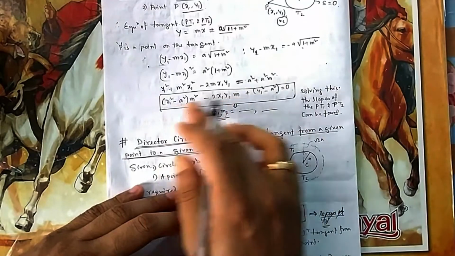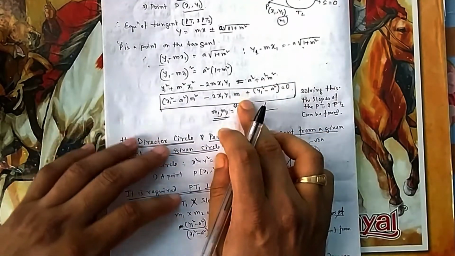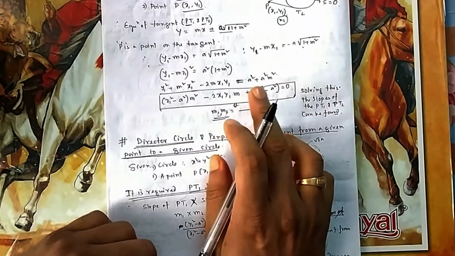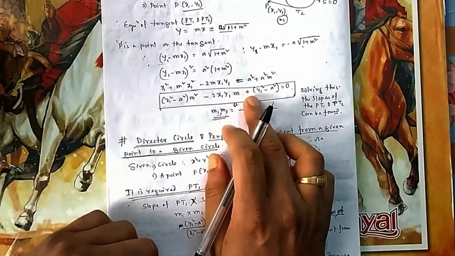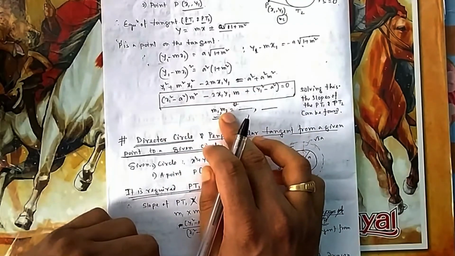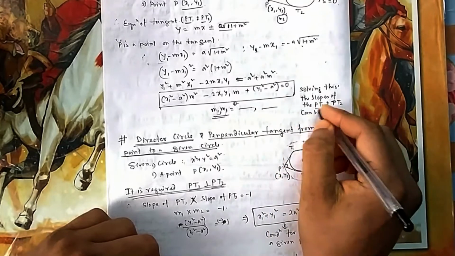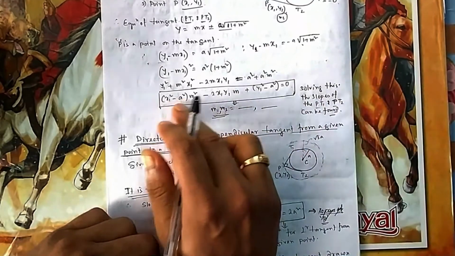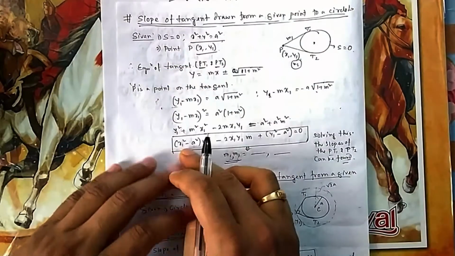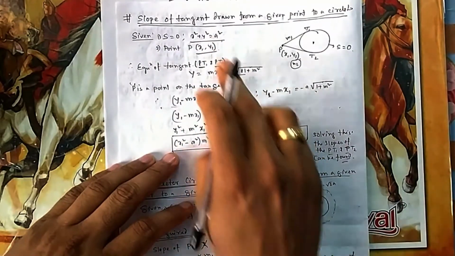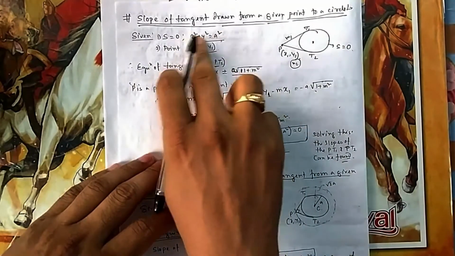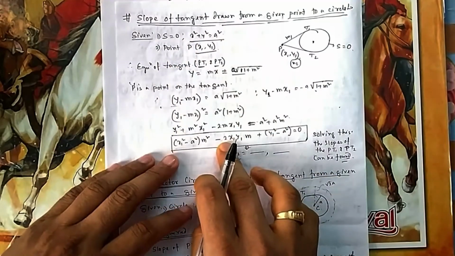You can remember this expression, but the idea is to remember how we are approaching to derive it. That is also very important. So if you solve this quadratic equation, you will find the slopes of PT1 and PT2. You can remember it because x1, y1: you can put it in x1 squared minus a squared, then y1 squared minus a squared. You can think of the a square as the minus from this, and then the middle one is minus 2x1 y1.